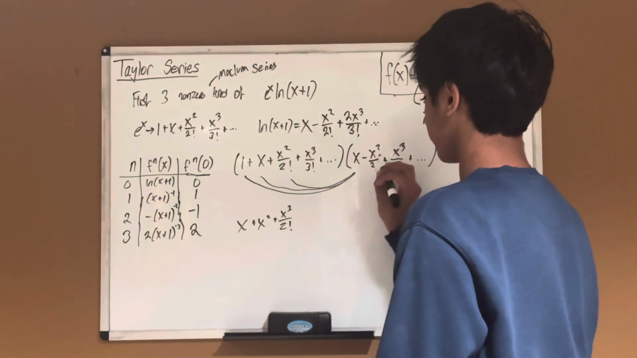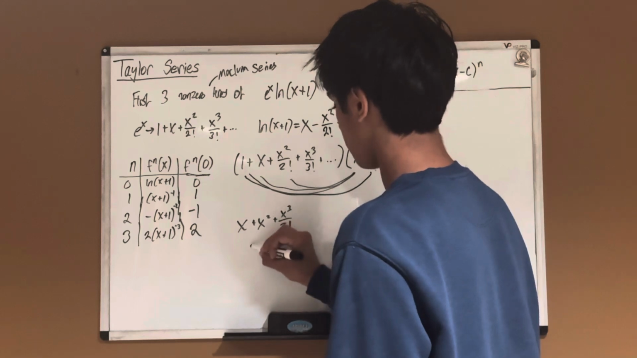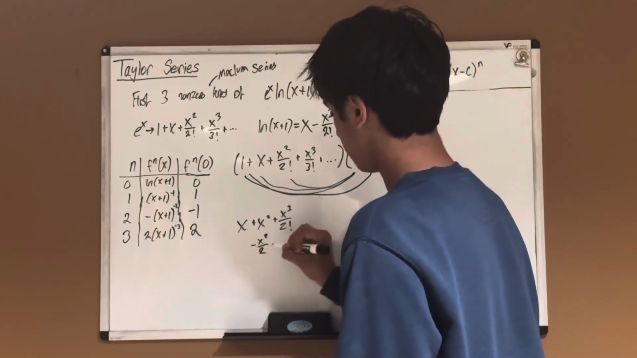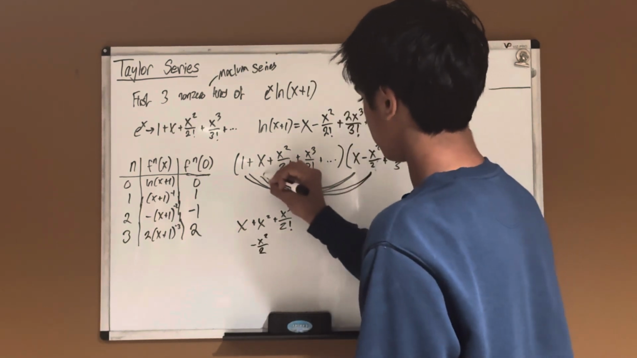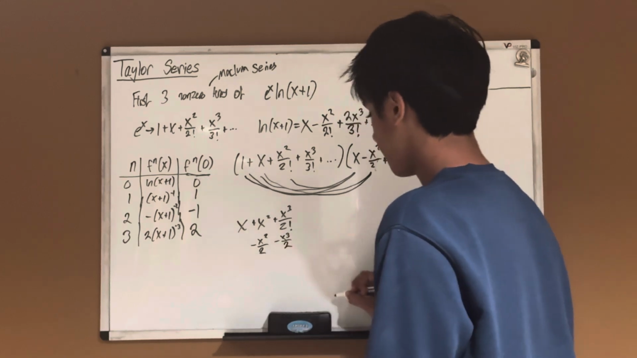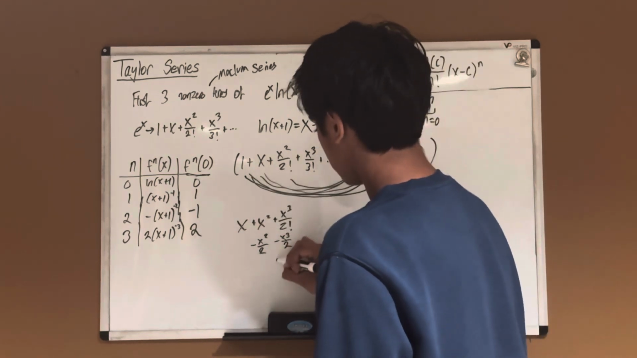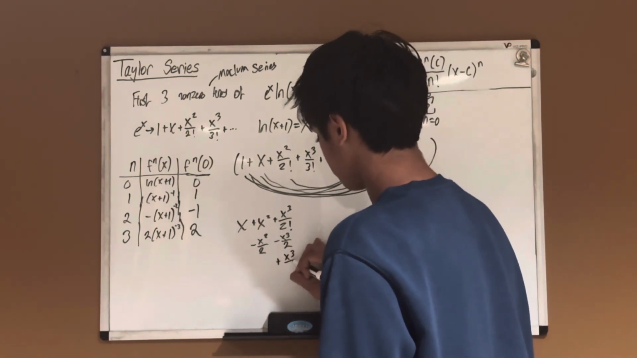Next, we'll go here. So we have x squared over 2. We can multiply it here. So we get minus x squared over 2. And we can multiply it here. We get minus x cubed over 2. And finally, we can do this one. So we multiply it there. We get plus x cubed over 3.